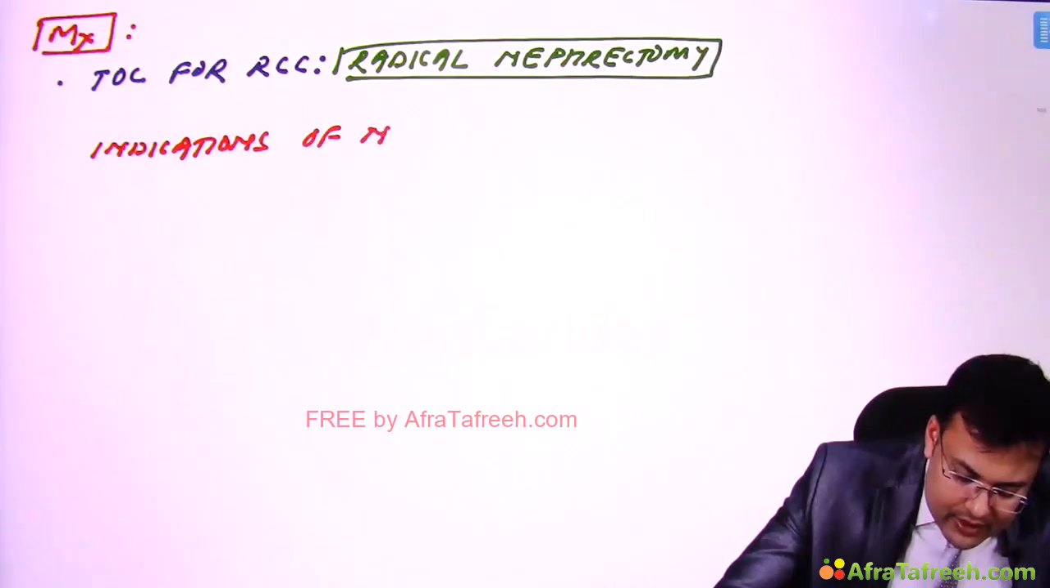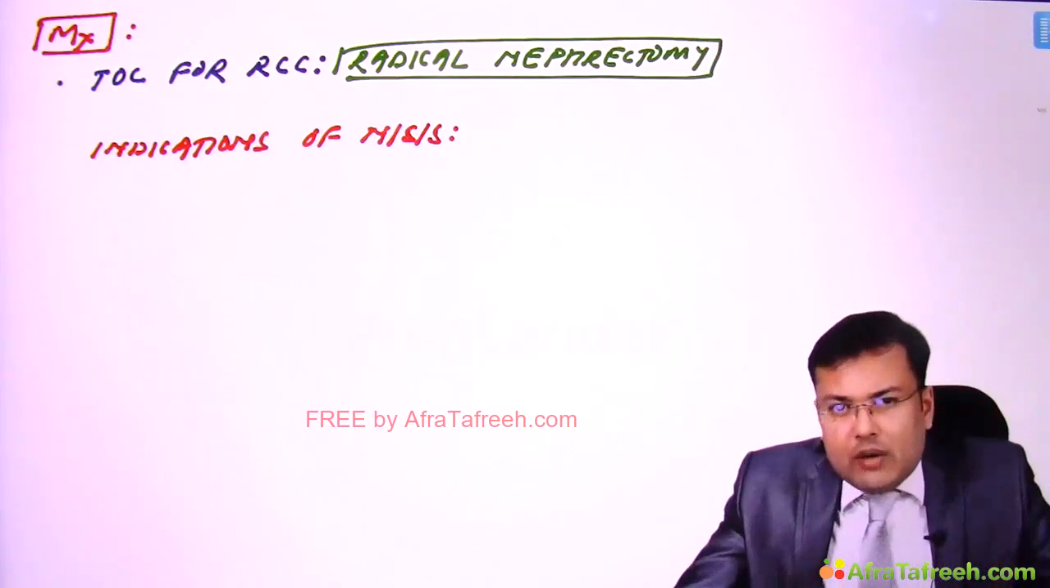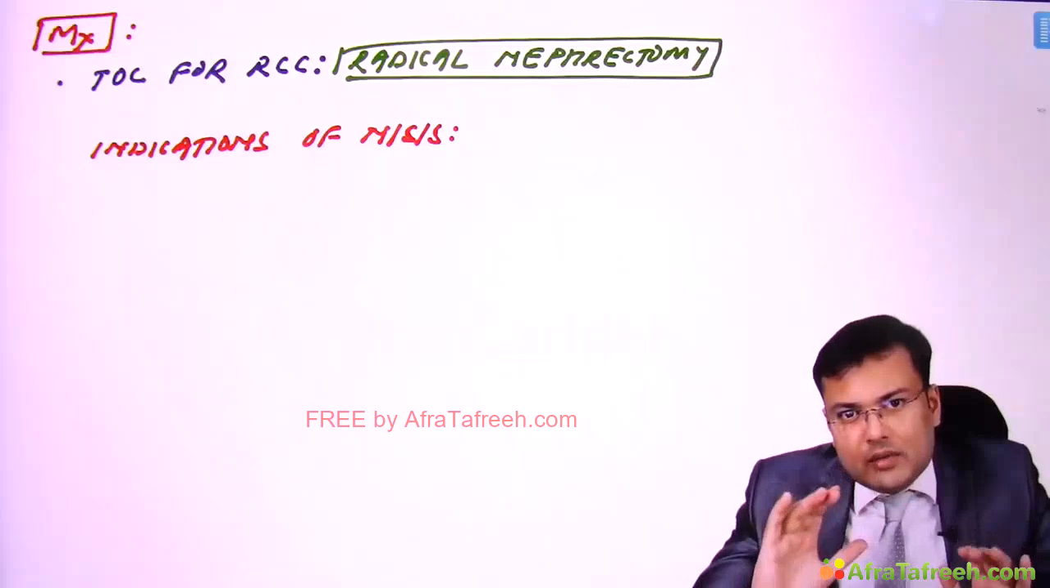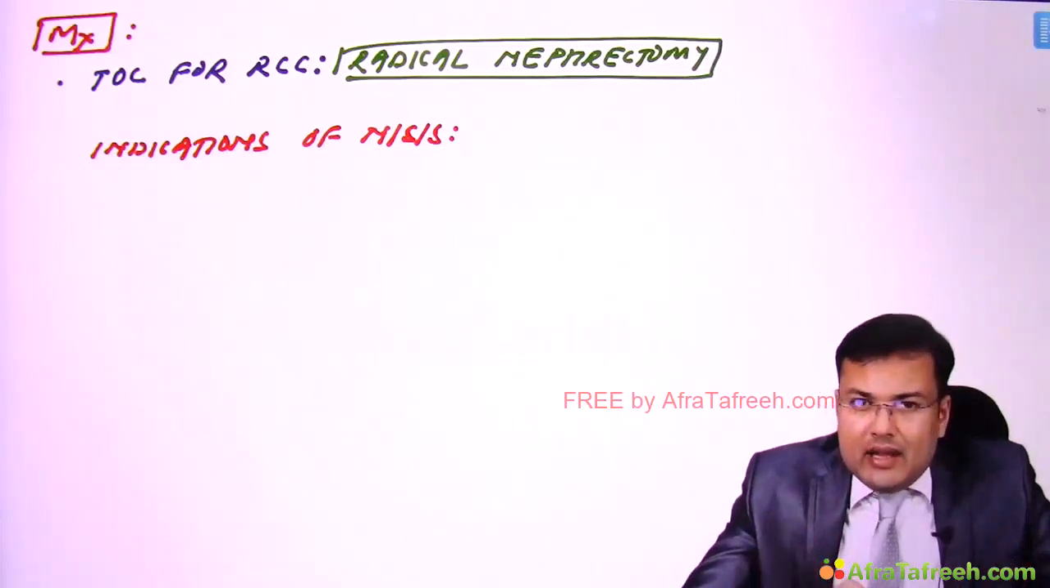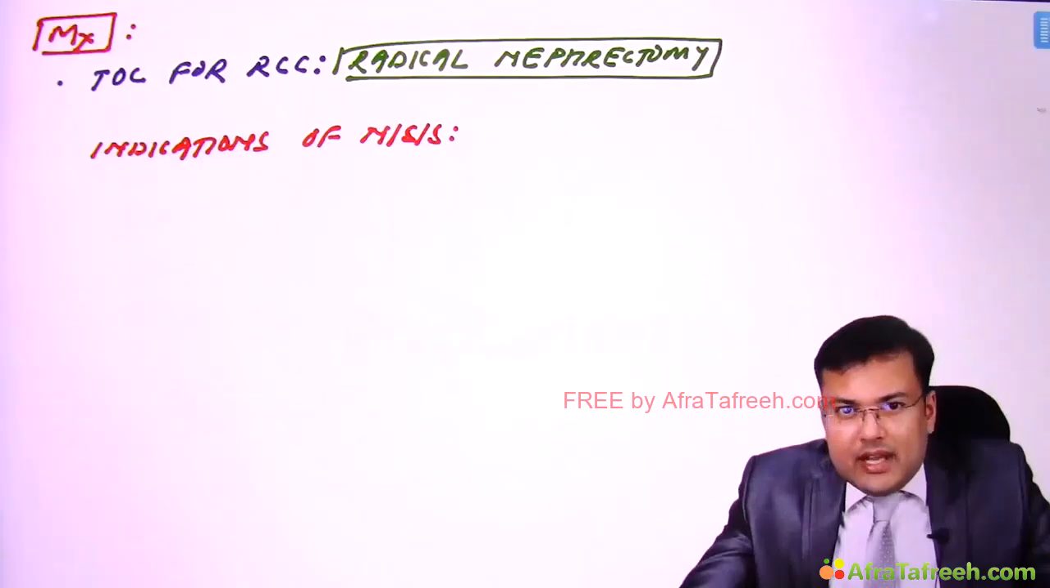Indications of nephron sparing surgery. There are certain common sense indications. Imagine a patient has a solitary kidney, a single kidney in the body, and that patient is having RCC in the kidney. So we have to preserve the kidney. If you remove the kidney, the patient will die because of renal failure. So we have to go for what?